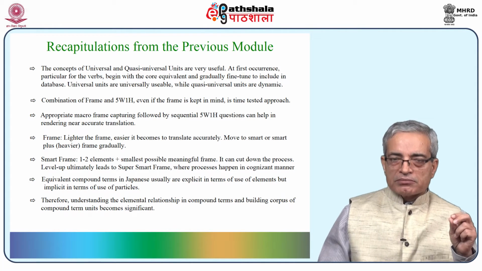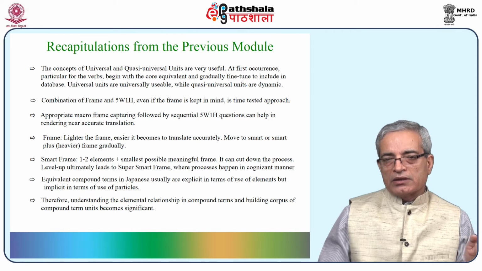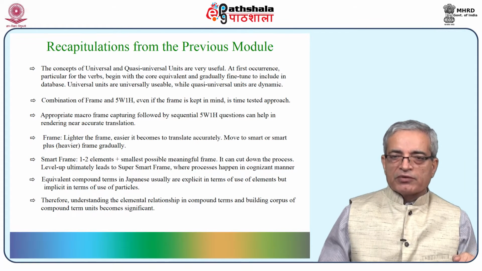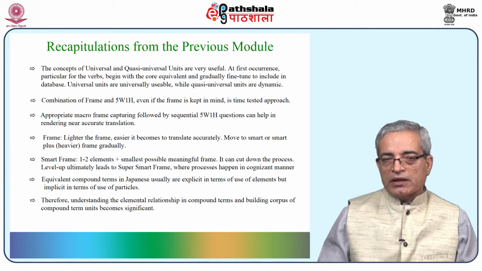One or two elements plus the smallest possible meaningful frame is what is meant by a smart frame. It can cut down the process, but it can also lead to complacency. So level up ultimately leads to a smart frame and then maybe to a super smart frame, where processes happen in a cognizant manner, that is, it happens in your mind and not on the paper.